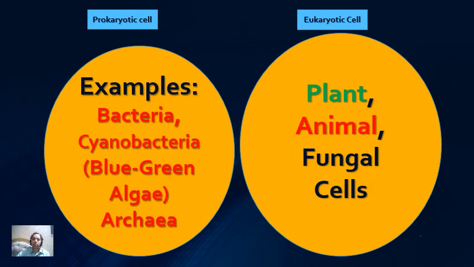And here are examples of prokaryotic cell: bacteria, cyanobacteria, which is also called blue-green algae, and archaea, you may like to pronounce. In case of eukaryotic cell, these are plant cell, animal cell, fungal cell, etc.